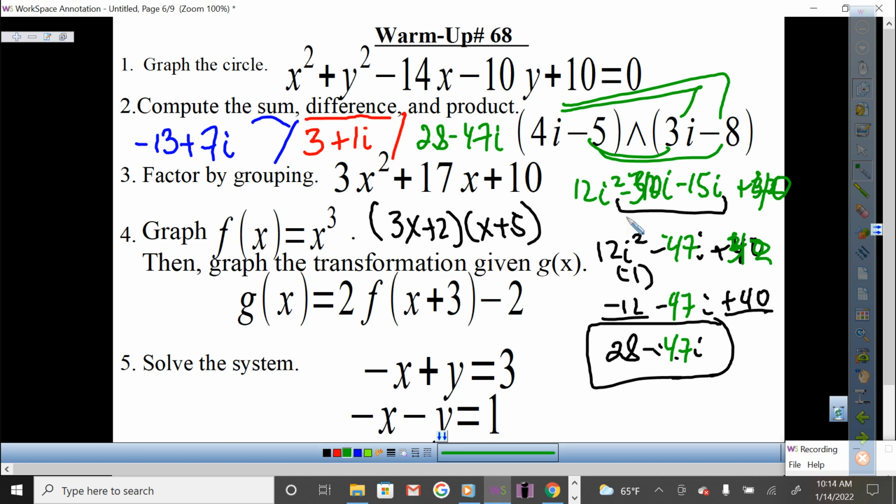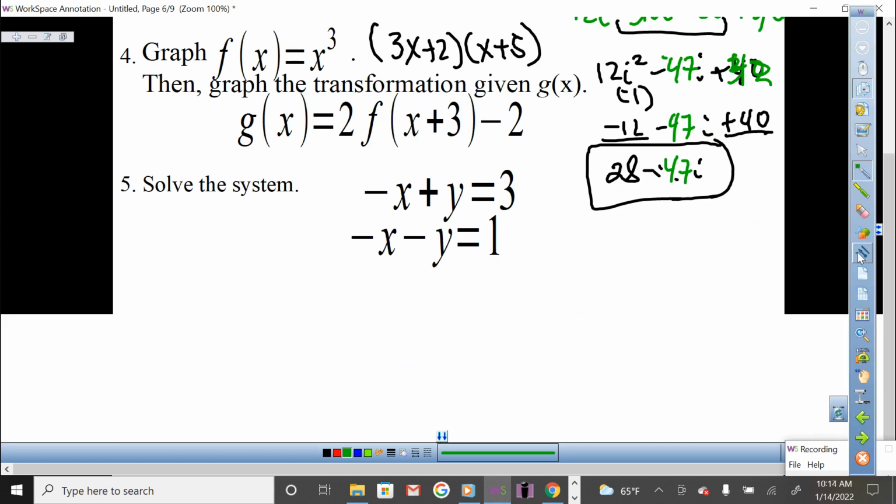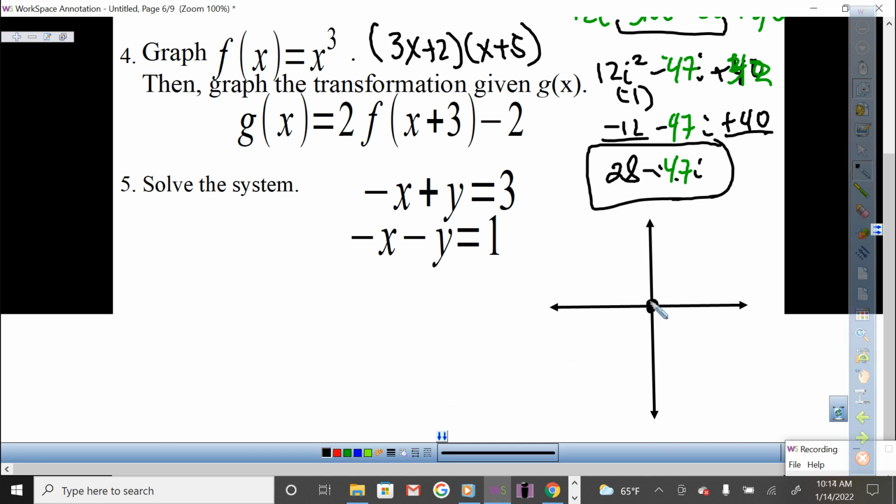Hey, let's go. Yes, Danny, go. Number 4. Graph the cubic. So now check this out, guys. Quick FYI. Every parent function has a vertex at what? 0, 0. Okay, fact number 1. Fact number 2, every parent function has the point 1, 1 in their function.